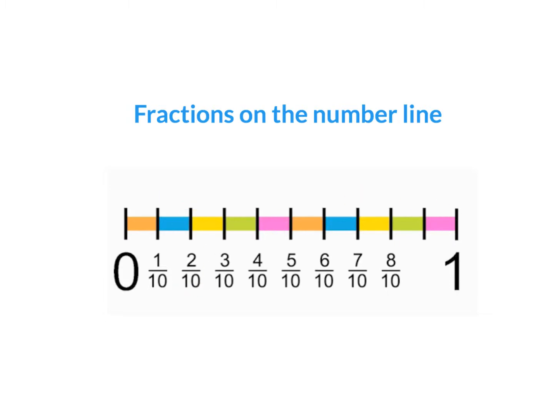This one would be 2/10, 3/10, 4, 5, 6, 7, 8 and 9, and that one over there obviously is going to be 9/10, because the next number from 9/10, if you add another tenth to it, we get the number 1.